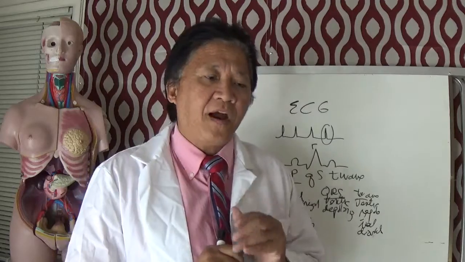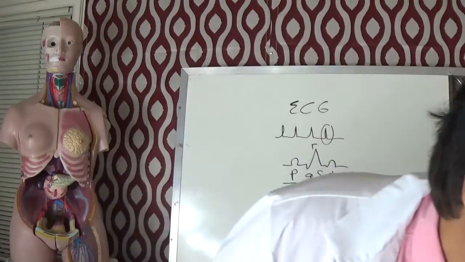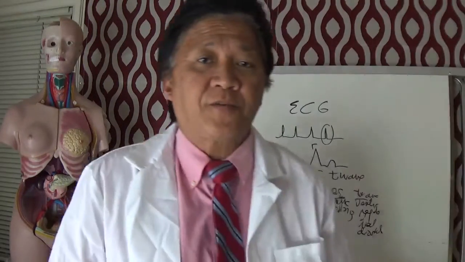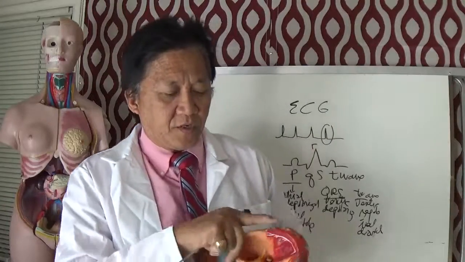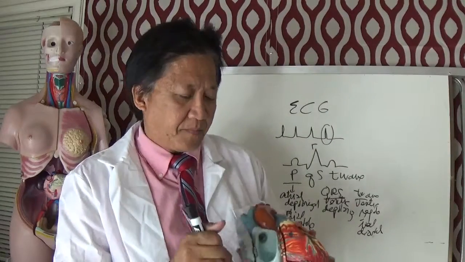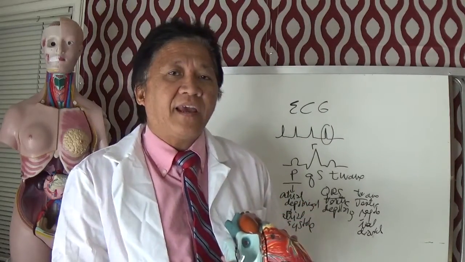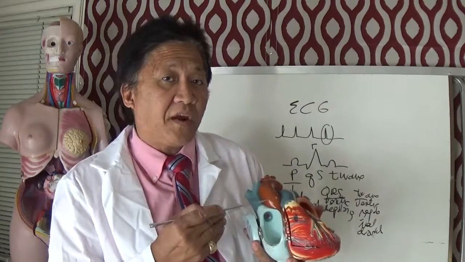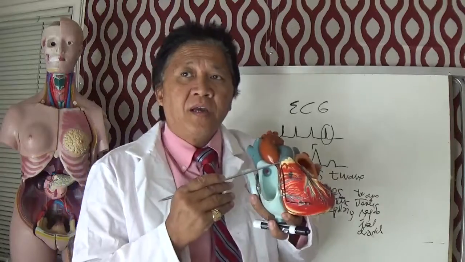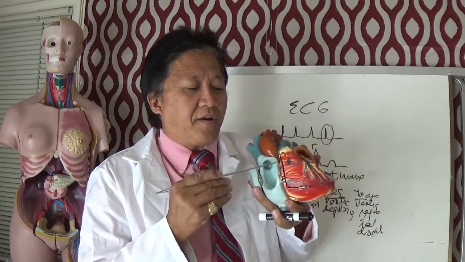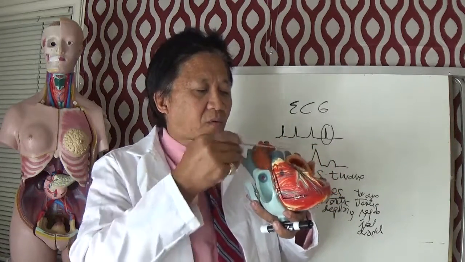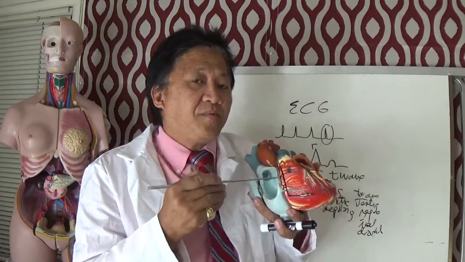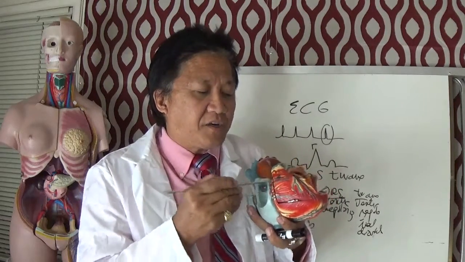And then finally we'll talk about the blood supply to the heart. As you can clearly see here, the heart, just like any organ in the body, has to have its own blood supply, which comes from the aorta, which carries oxygenated blood. The coronary arteries, there are two, one on the right, one on the left, are able to bring oxygenated blood to the myocardium.